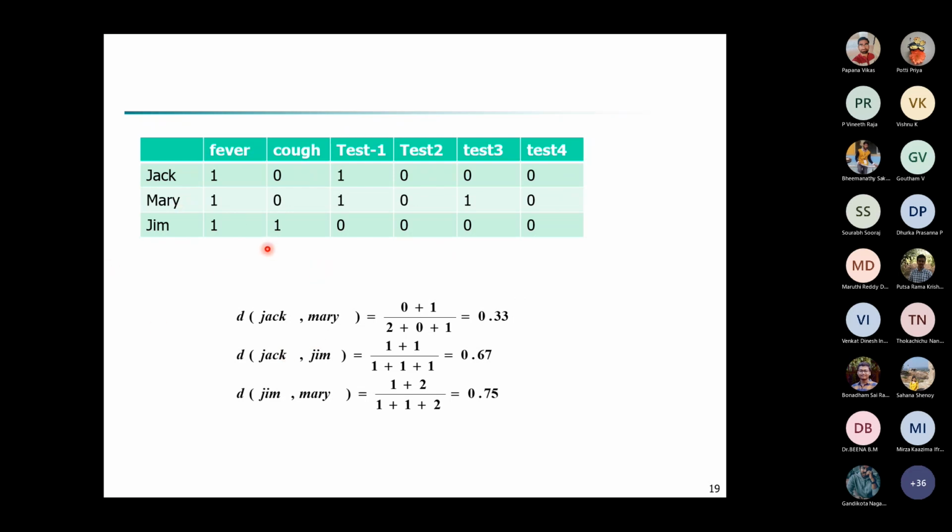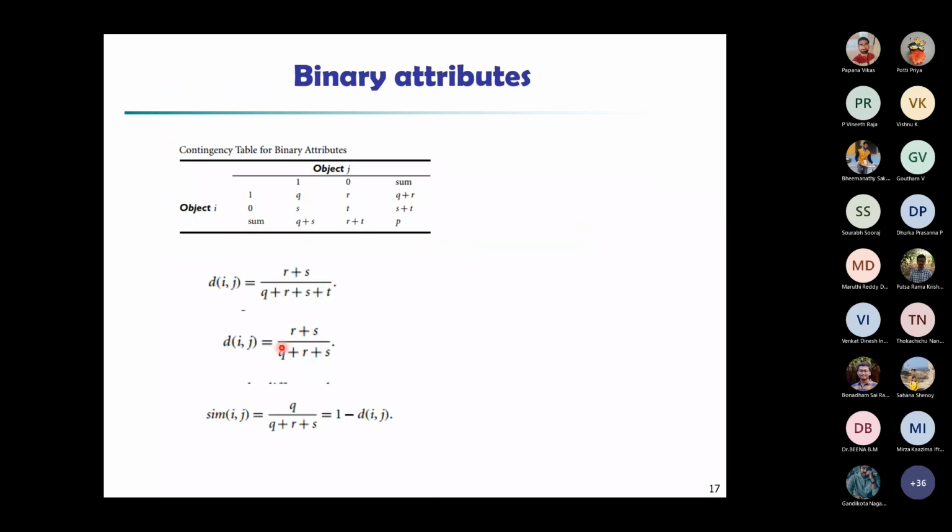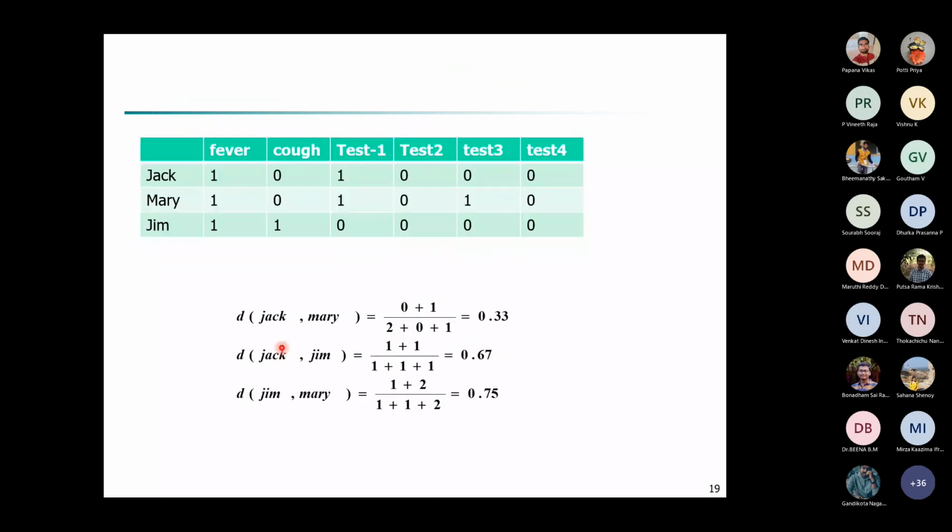Can you tell me the similarity of each of these? Don't use the 1 minus, you can try the other way. It is Q by Q plus R plus S. Only the numerator changes. The denominator remains the same. What would be the numerator? 2. Yes, in the first case it will be 2 because we have written the Q here, so 2 by 2 plus 1. Here it will be 1 by 3. Here it will be 1 by 4.